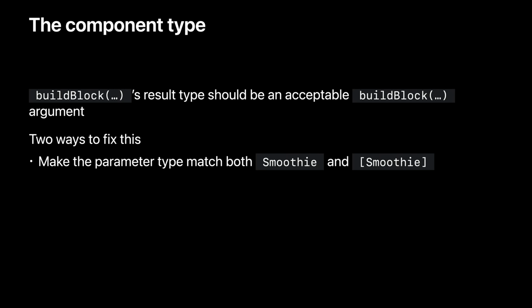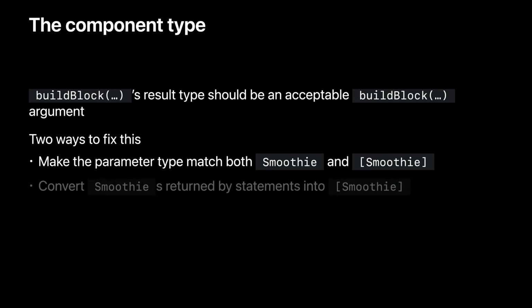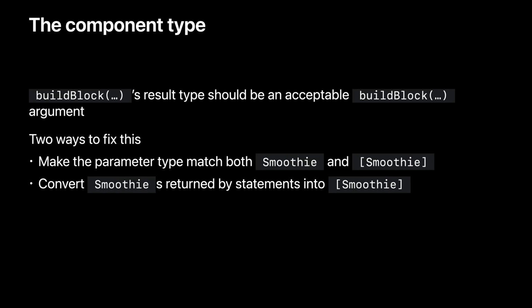For example, this is how SwiftUI's view builder works. In the SwiftUI DSL, everything conforms to the view protocol, including the types returned by build block and other view builder methods. But that's not a great fit for our smoothie DSL, because unlike SwiftUI views, you don't nest smoothies inside of other smoothies. The other thing you can do is have the result builder convert the values of normal statements into the same type returned by build block. That's a better fit for this DSL.